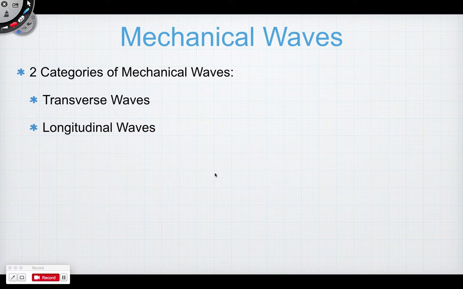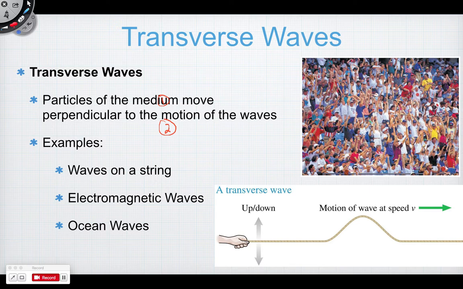Two types of mechanical waves. One is transverse waves. Another one is longitudinal waves, okay? This is where you have to know some vocabulary. We're first going to talk about transverse waves. This is first, and then we'll do second here. Transverse waves.